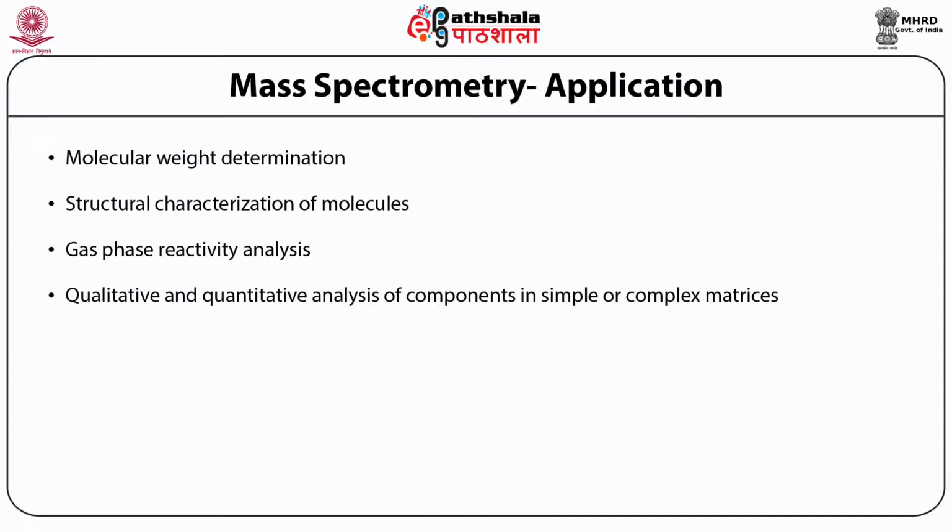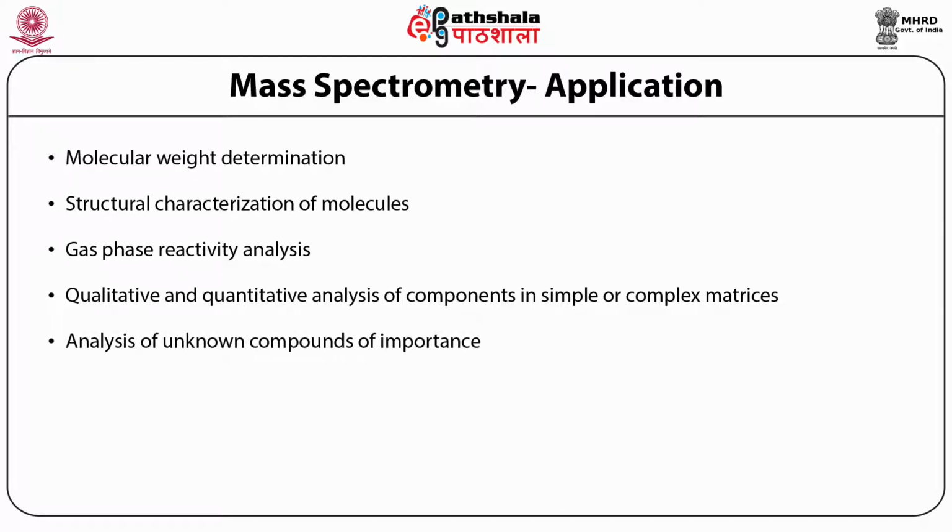LC-MS is considered to be the gold standard for the analysis of compounds, especially in quantitation, and for analyzing the compounds present in matrices like blood, urine, sweat, saliva, or other biological fluids, or in environmental samples. This mass spectrometry is highly helpful.